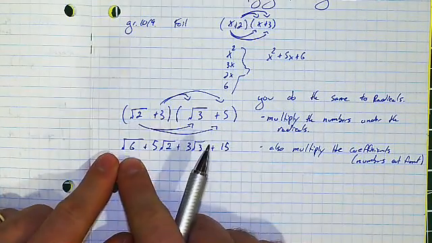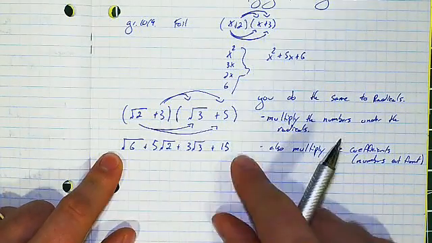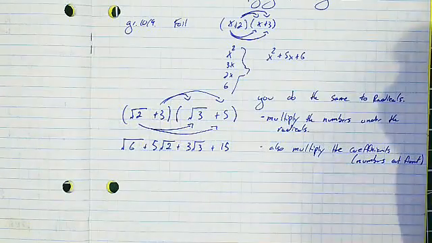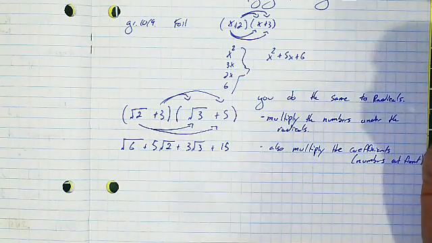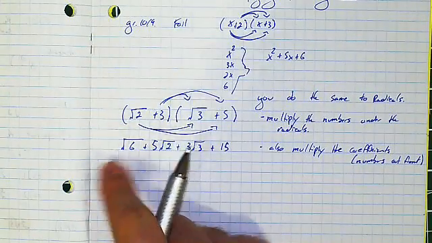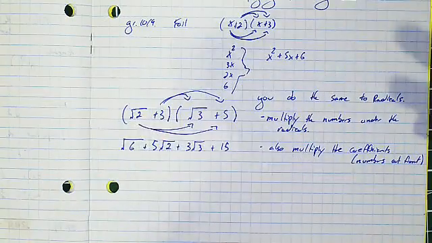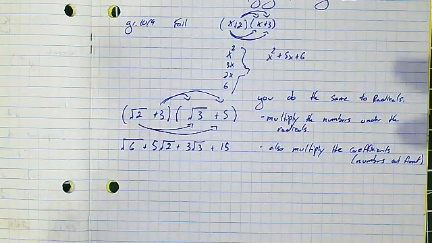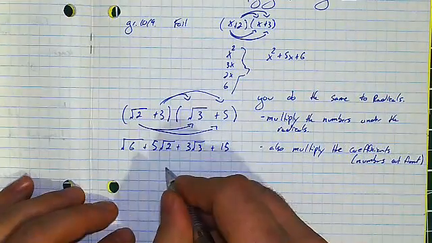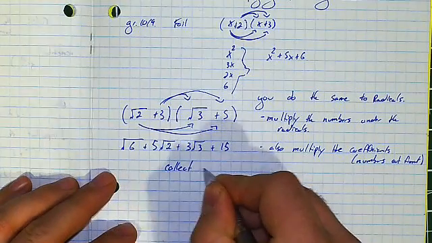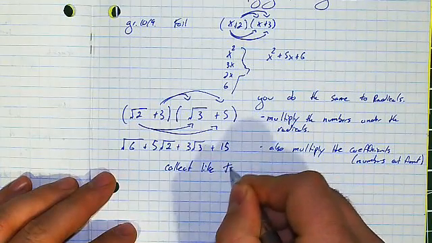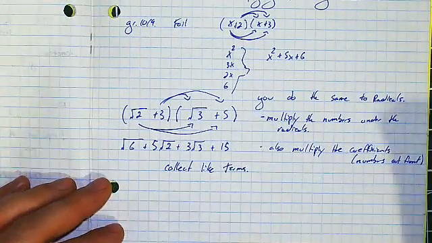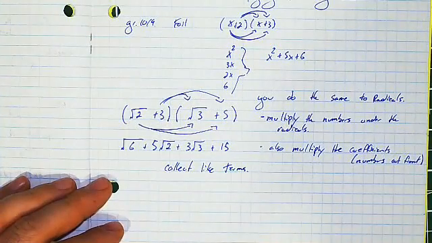As far as ordering it goes, if you wanted to, you could order it with the highest radical first. If you do have a higher degree radical, something like a cube root or a fourth root, you have that at the beginning. But other than that, our order isn't too bad. So collect like terms if you can. In this case, we cannot.